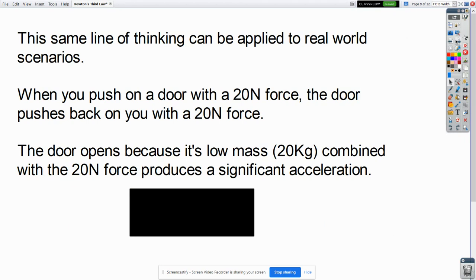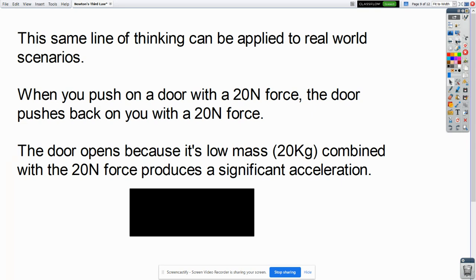This same line of thinking can be applied to real-world scenarios, because the odds of you floating around in space with a 1-ton rock are pretty slim. Nothing's impossible, but not likely to happen. Let's apply it to an everyday situation like opening a door, something that happens almost every single day of your life.